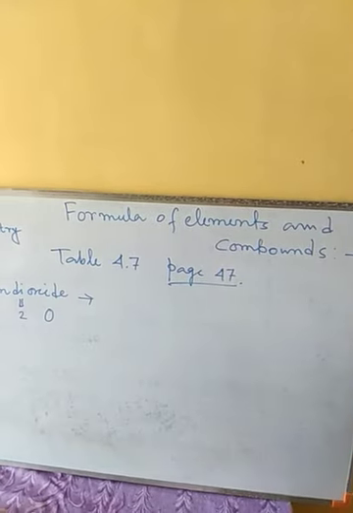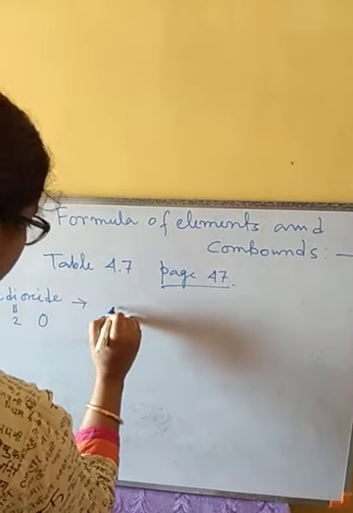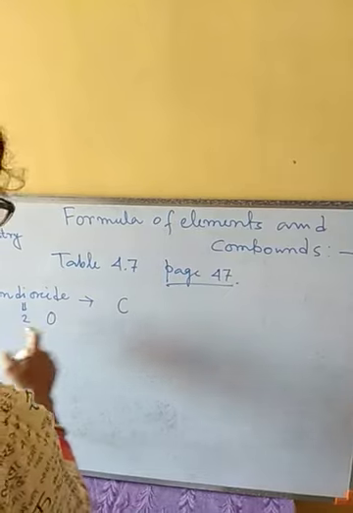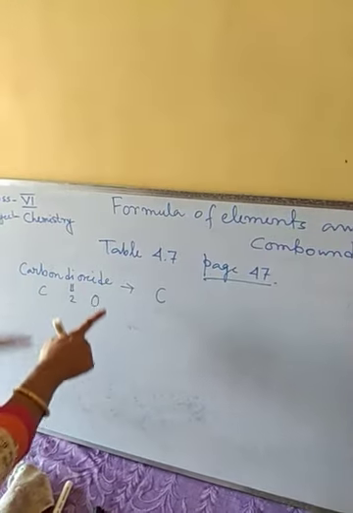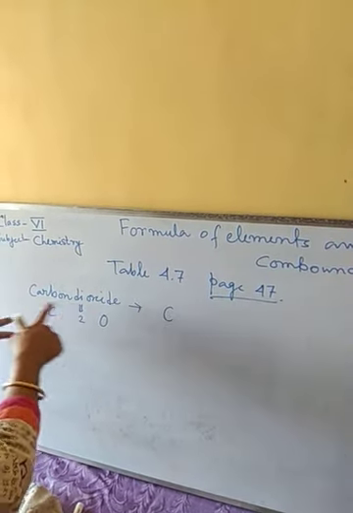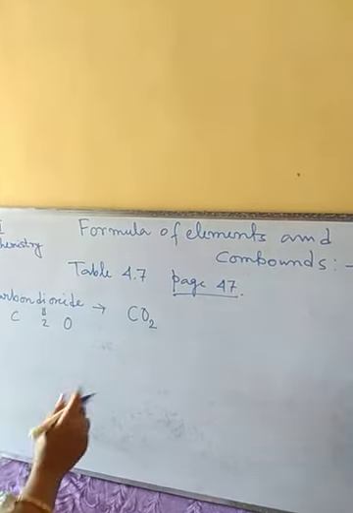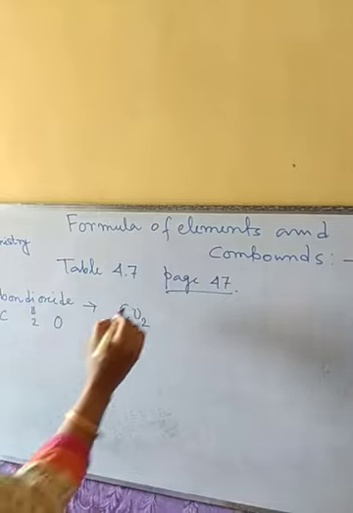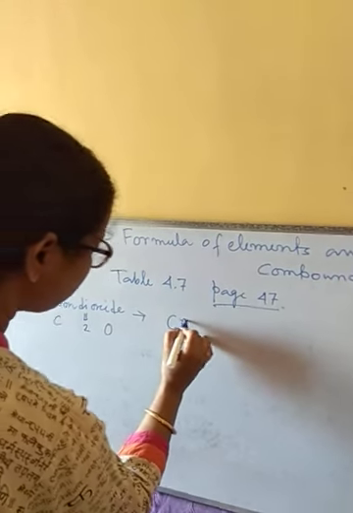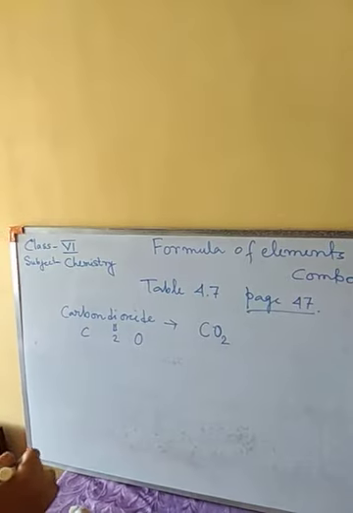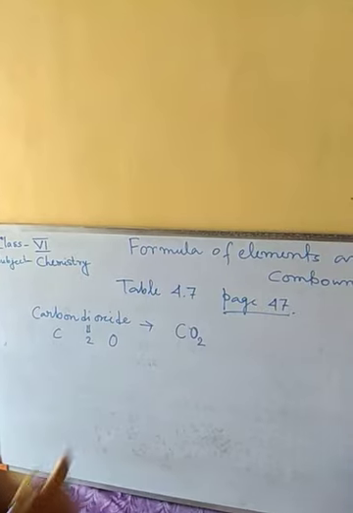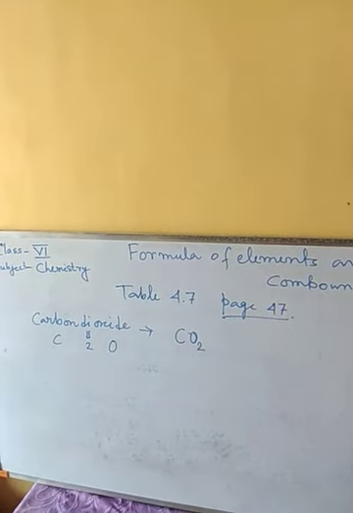So carbon dioxide. Now dioxide means 2 oxygens are present in this molecule. So C and 2 oxygens are there, so we will write O2. Dioxide, 2 oxides are there. So this is the formula of carbon dioxide, CO2.